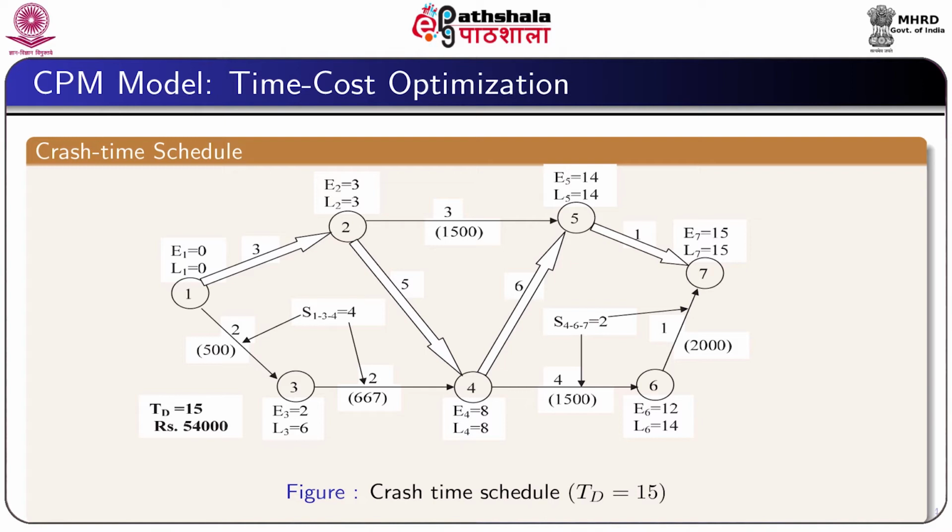Here in the figure we see that the path 1, 3, 4 has a slack of 4 weeks, and the non-critical path 4, 6, 7 has a slack of 2 weeks, and there is another non-critical path, which is the activity 2, 5, and there is also a slack of 8 weeks.